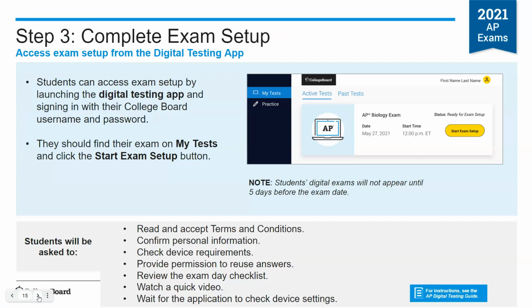To do that, you access your app just like we just talked about, and then there'll be a thing that says Start Exam Setup. Click on Start Exam Setup, read and accept the terms and conditions, confirm your information, check your device, provide your permission. There's an exam day checklist, there's a quick video, and then it'll basically load the exam onto your computer. That's what exam setup is. So all of that has to be done before your exam.